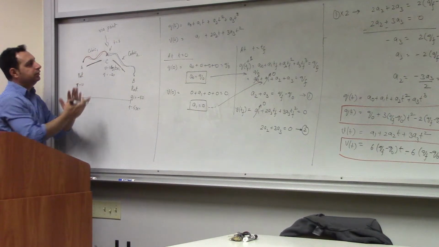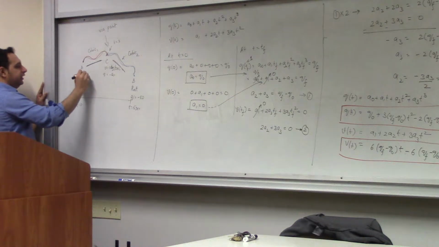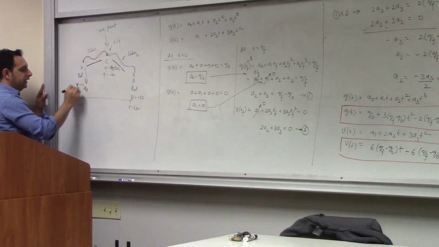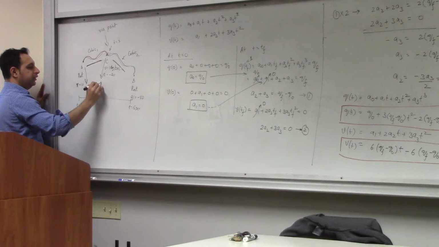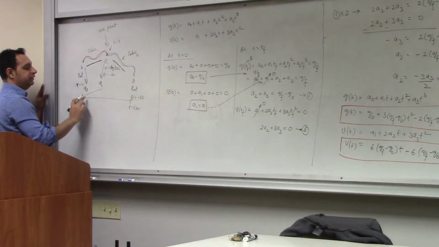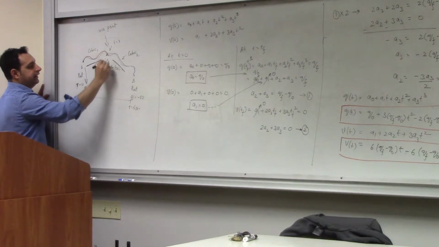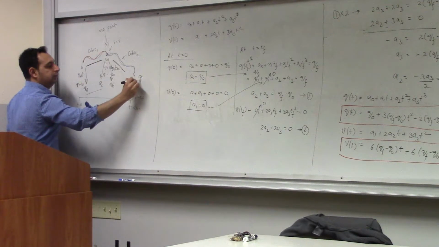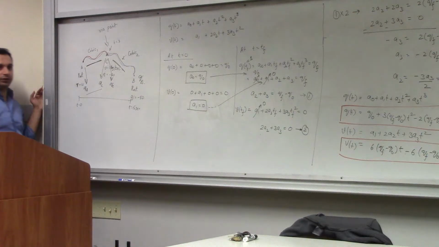Got it? So the initial condition here will be Q of A, whatever the conditions at A are. Here it will be Q of C. This will be initial, final. In this case, Q of C will be initial, Q of B will be the final.